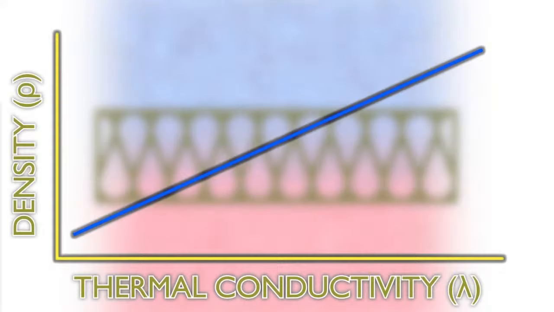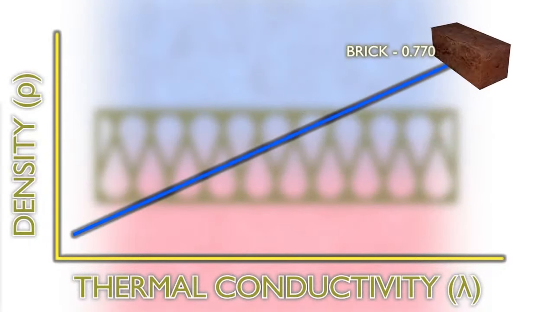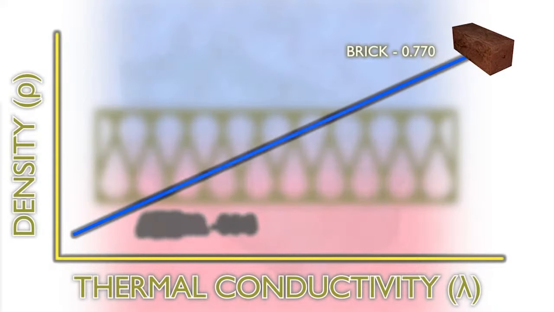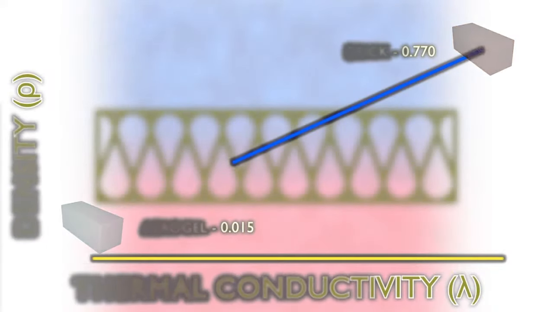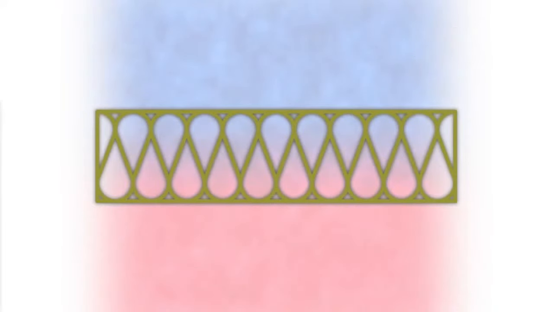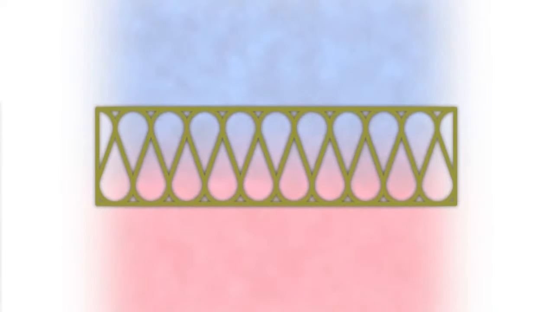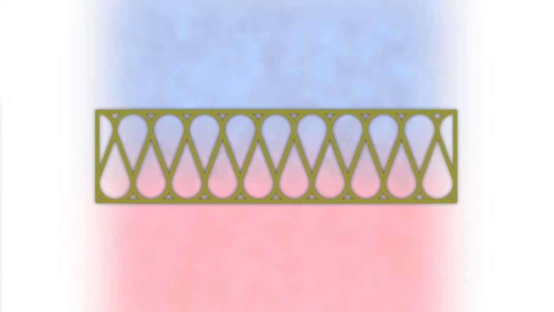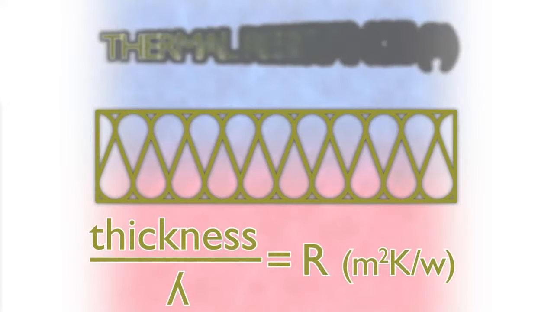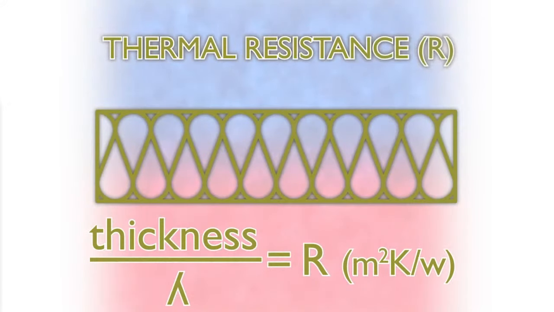or concrete. Bricks, for example, have a thermal conductivity of 0.77 watts per metre Kelvin, while our space-therm aerogel insulation is far lower at 0.015 watts per metre Kelvin. Thermal conductivity, however, only looks at the basic material. It doesn't account for the thickness. To factor in the material thickness, we take thickness in metres and divide it by the thermal conductivity to give us the thermal resistance, or R value, in metres squared Kelvin per watt.